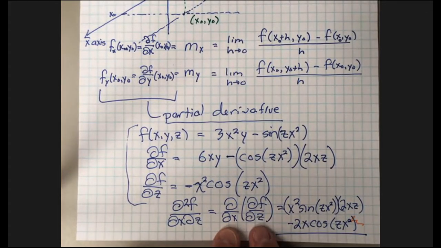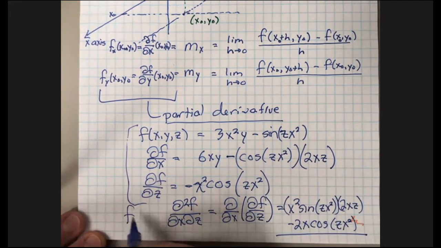So you've got to have all your rules in play, and you've got to be able to selectively say, oh, I'm differentiating with respect to z first and then x. Here, x and y are constants. Here, x and z are constants, or y and z are constants. There was no y in the partial derivative of f with respect to z, by the way.